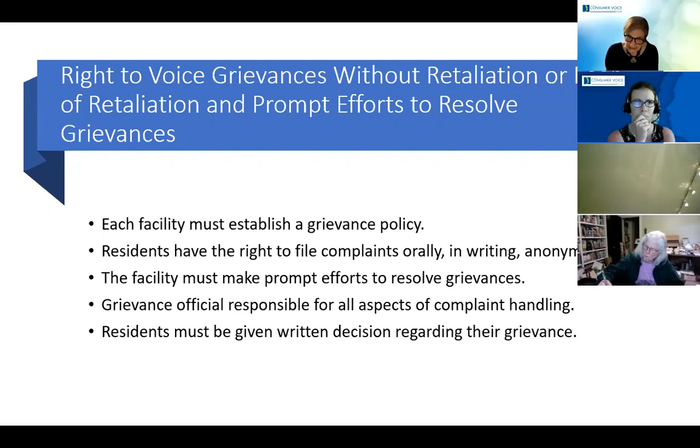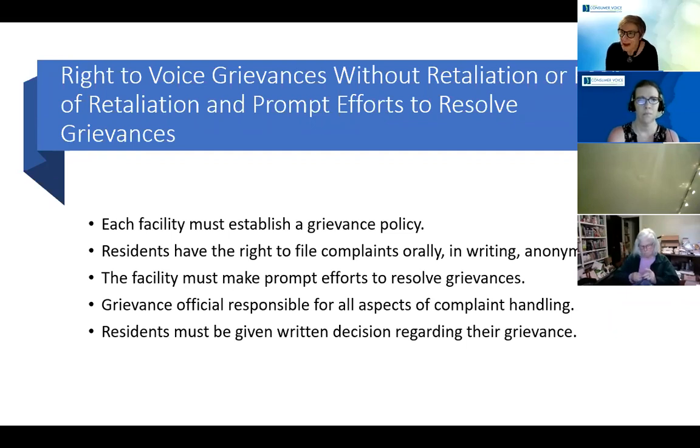But complaints go to a specific staff person who's called the grievance official, and that person is responsible for complaint handling. That person oversees the whole grievance process. So that could range from receiving the complaint, tracking it, investigating it, making sure the information is kept confidential, and then also making sure that a resident gets a written decision about the findings of the complaint investigation.